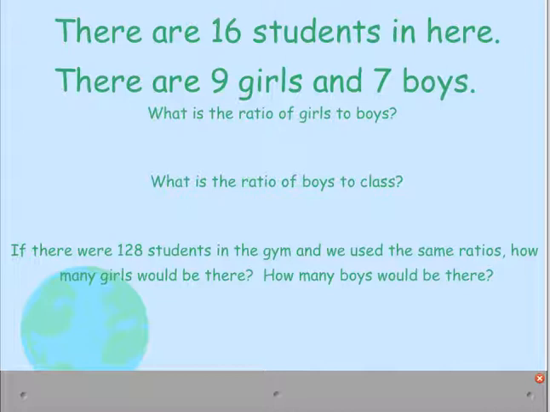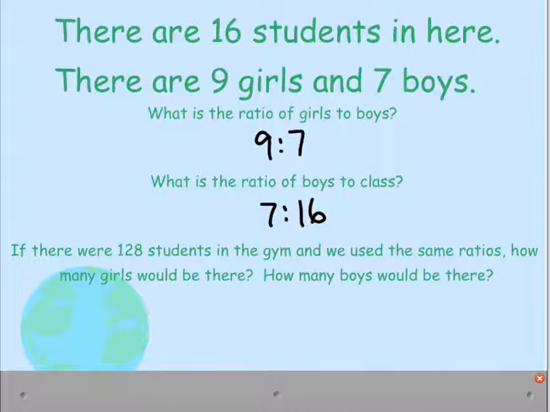Okay, if there are 16 students in the class, 9 are girls, 7 are boys, what's the ratio of girls to boys? Well, we would say that's 9 to 7. And the ratio of boys to the class, well, we would have 7 boys to a total of 16 students. Now, if we had 128 students in the gym and we use the same ratios, how many girls would there be and how many boys?